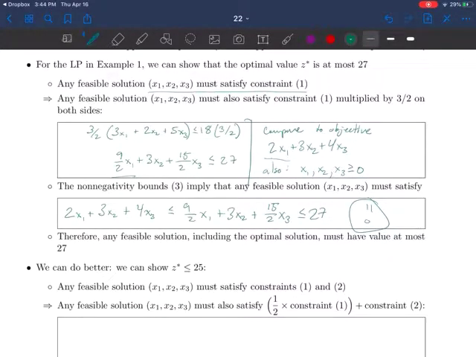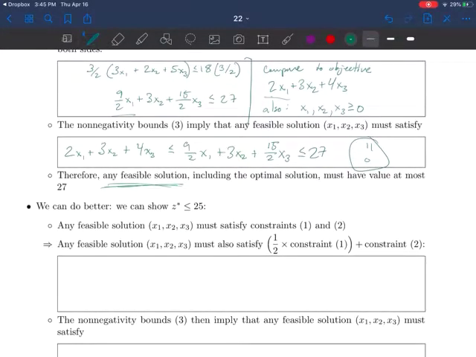So that should give you the O emoji, because this is now an upper bound on the optimal value, because any feasible solution has to satisfy this inequality, including the optimal solution. So the optimal solution has a value of at most 27. But we can actually do better than that. Okay, how do we do better than that?